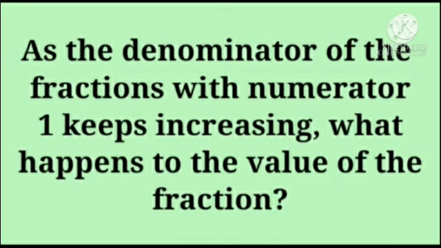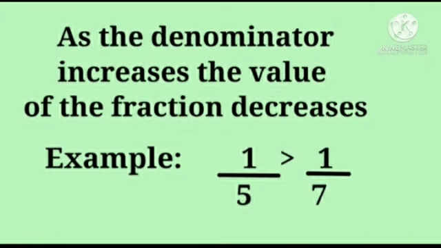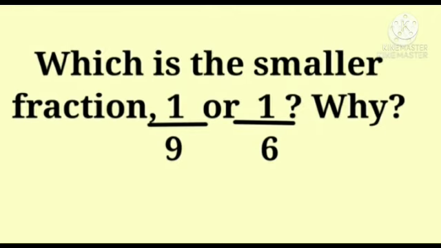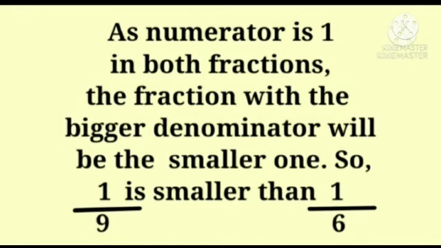As the denominator of the fraction with numerator 1 keeps increasing, what happens to the value of the fraction? As the denominator increases, the value of the fraction decreases. For example, 1 upon 5 is greater than 1 upon 7. Now students, which is the smaller fraction, 1 upon 9 or 1 upon 6, and why? As the numerator is 1 in both the fractions, the fraction with the bigger denominator will be the smaller one. So 1 upon 9 is smaller than 1 upon 6.